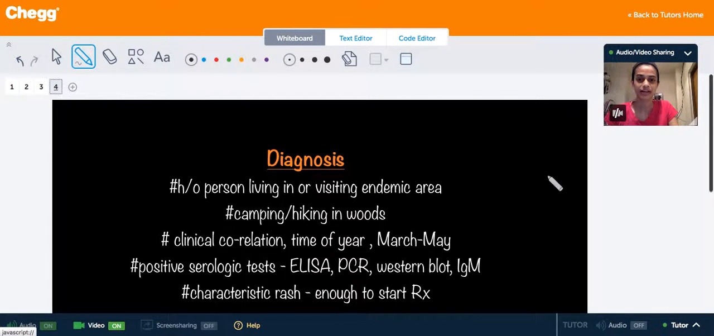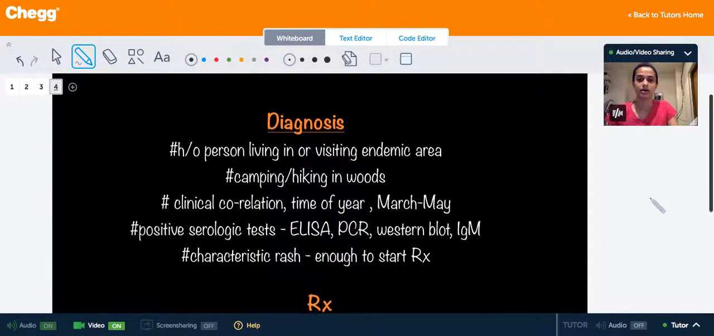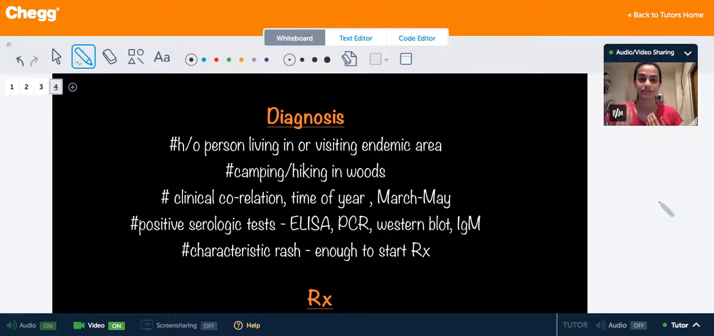So going on to the diagnosis, you have to take a good history, and based on the history, certain things you're going to look for. First of all, a person that lives in an endemic area. Within the US, you're going to look for someone who lives in the Northeast or in the Midwest, someone who has maybe a history of going camping or hiking in the woods recently. A lot of these cases are seen around the months of March, April, May. So the time of year can also give you a clue.